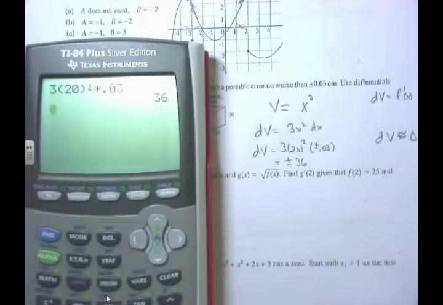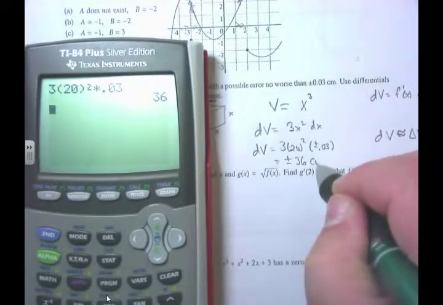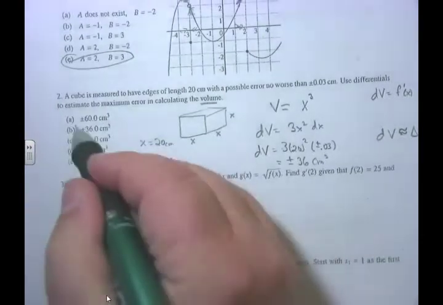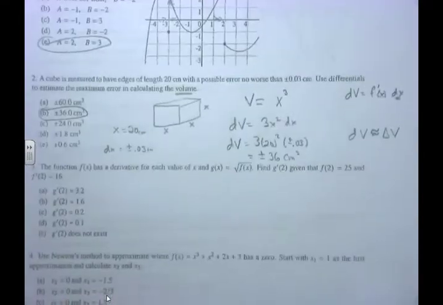Centimeters what? Cubed. This is the change in volume, and volume is measured in what? Cubic centimeters. Centimeters cubed. So it's plus or minus 36 centimeters cubed. The answer is B.